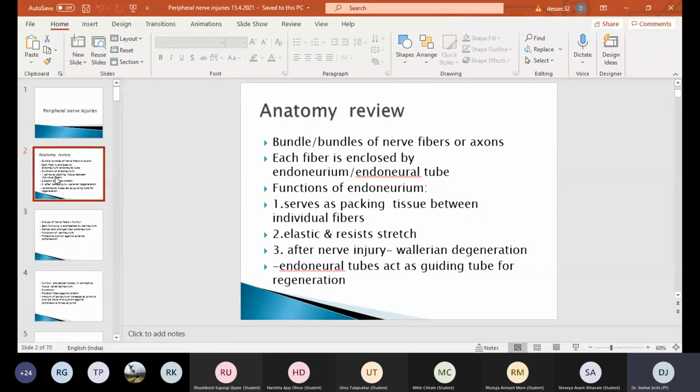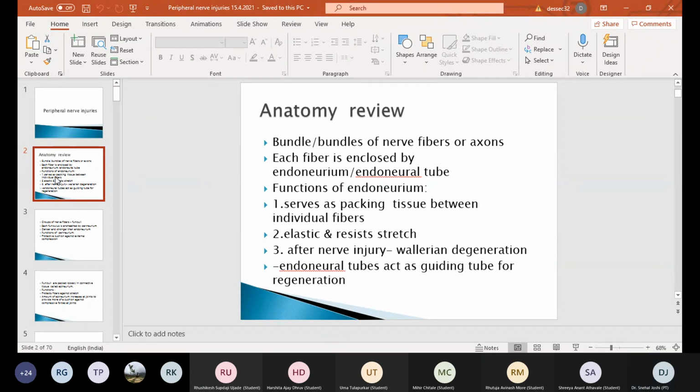But then in which injury is the epineurium going to be involved, and in which injury is the endoneurium going to be involved? That's the reason we should know what is situated where. So the innermost fiber is going to be enclosed by the endoneurium, or it's in the endoneural tube. Now what are the functions of this endoneurium?